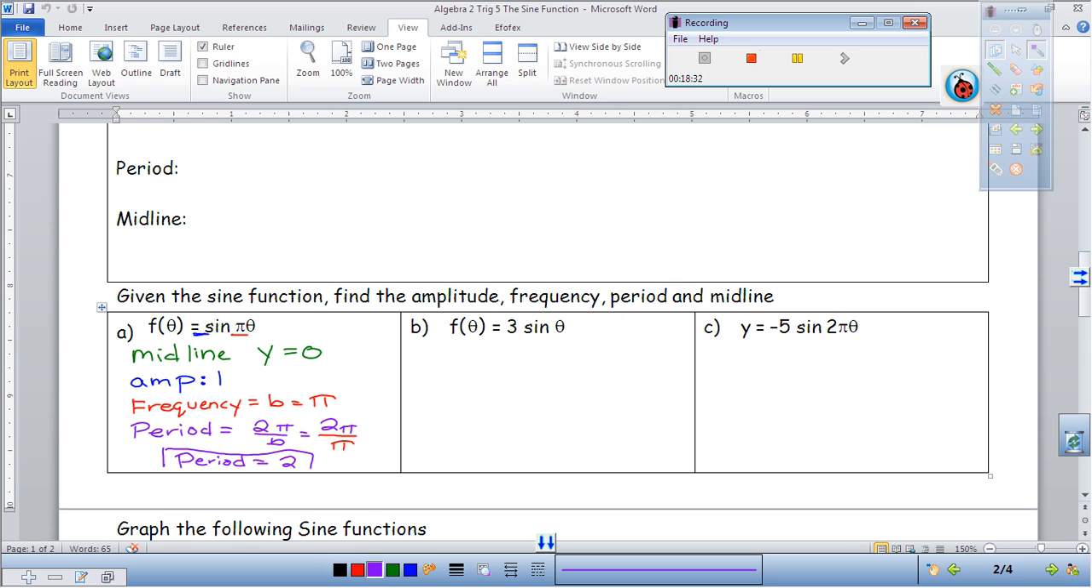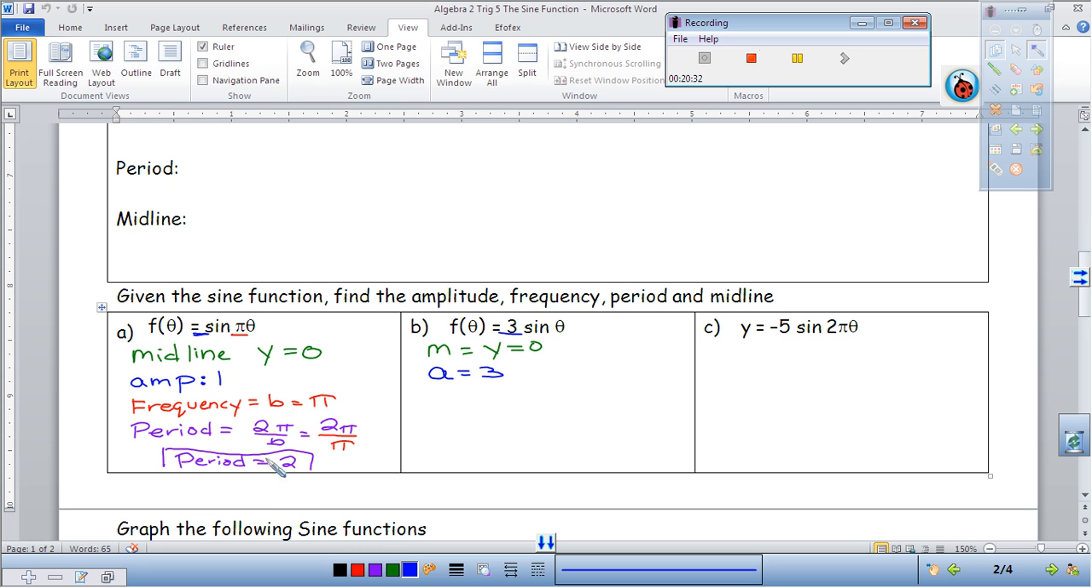Okay, Natalie, what did you get for the midline? Okay, y equals 0. Not just 0, but y equals 0. Molly? Is Molly here today? No. Zach, what did you get for the amplitude? Very good. It's the number in front of the sine.